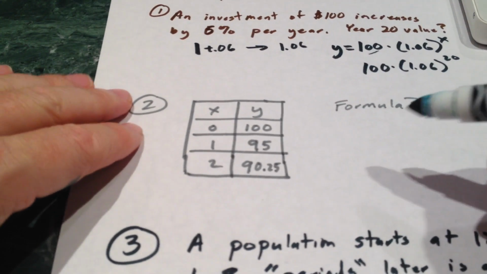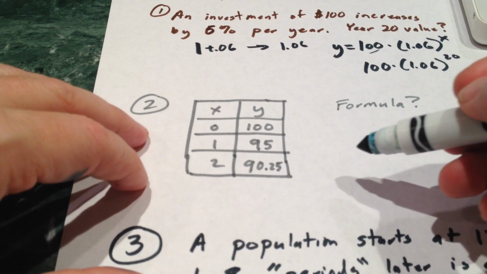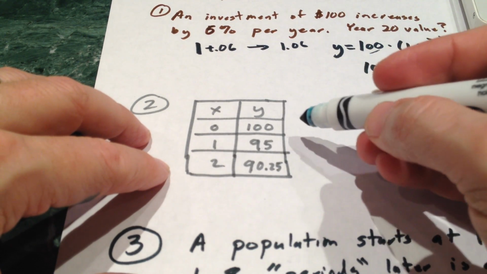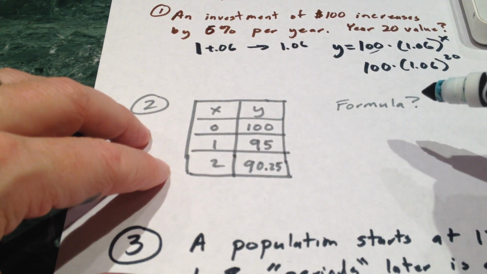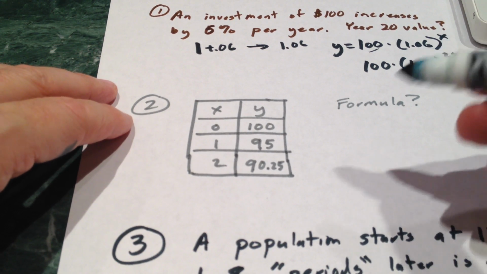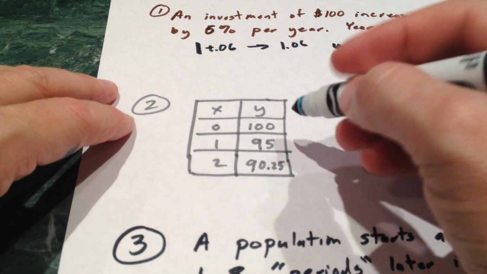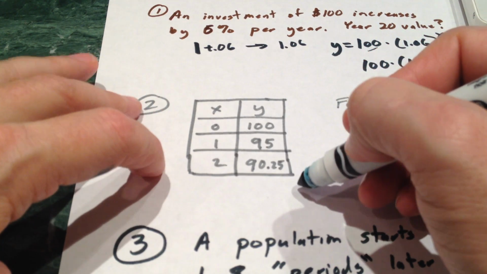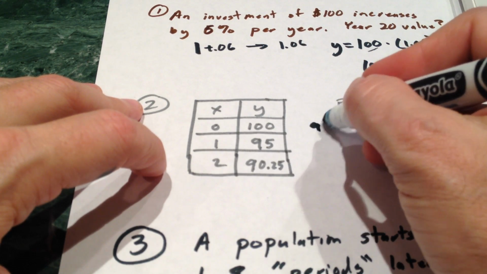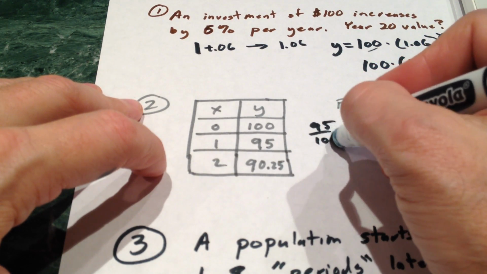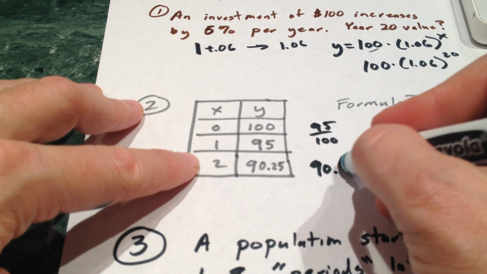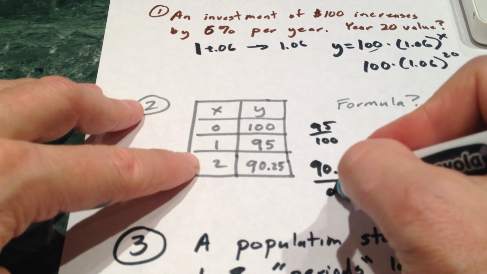Okay, but sometimes I'm given a table. It's more rare, actually, for me to get a table. But I can try to figure out the formula here. And once again, this is back to our pattern: assuming this is exponential, I can just divide this by this, 95 over 100, or if it's consistent, I can divide the 90.25 over 95.